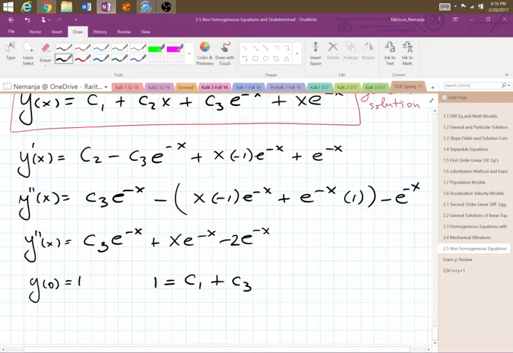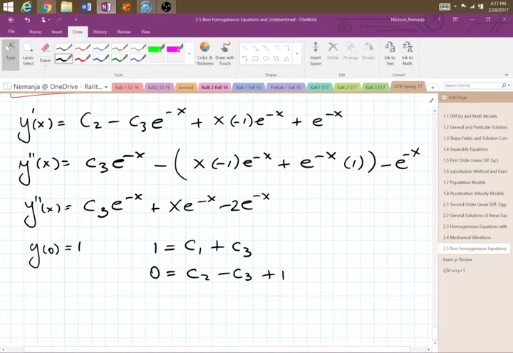The second one is the first derivative. 0 equals, because the condition is equal to 0, C2 survives, minus C3 survives as well, and then this one dies because of the x, and that's when it's plus 1, right? Because e to the negative x, which is e to the 0, is plus 1. Okay? And the last one is also equal to 1, so 1 equals. Maybe I should be writing these.